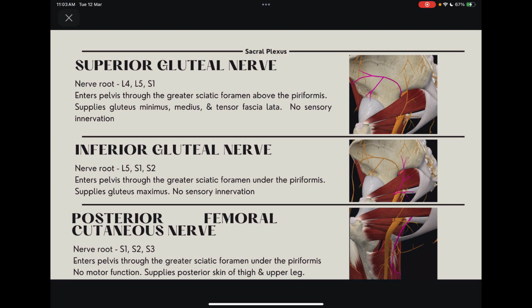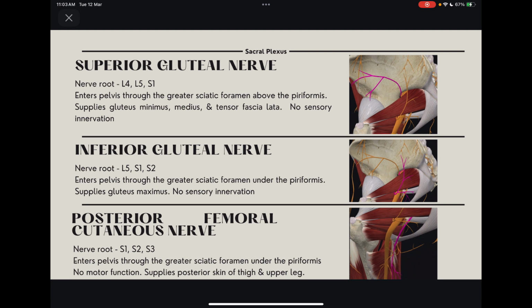Superior gluteal nerve has the nerve roots of L4, L5, S1. And it will supply gluteus minimus, gluteus medius, and tensor fascia lata. So muscles of the gluteal region. As we said, it doesn't have any sensory innervation. But where does it exactly enter?